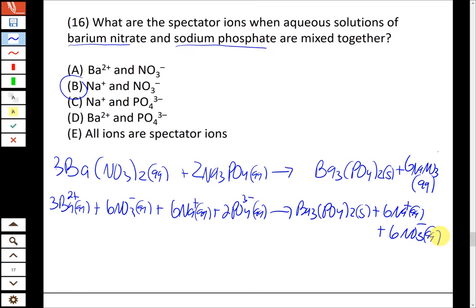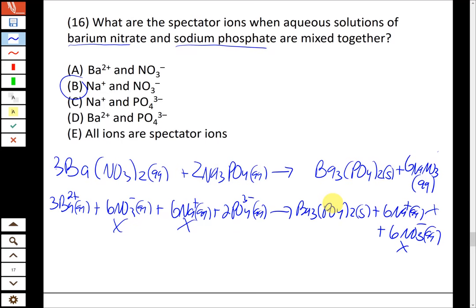Okay, so then to identify spectator ions, those are going to be the ones that appear in the same form on both sides of the arrow. So we have 6 Na+ there, and we have 6 NO3- there and there. So that again identifies them as spectator ions. They appear on both sides of the equation, dissolved as aqueous ions. And the net ionic would then be whatever's left over, which is just the barium and the phosphate combining to make the barium phosphate precipitate.